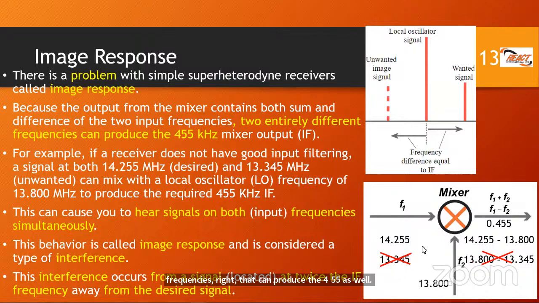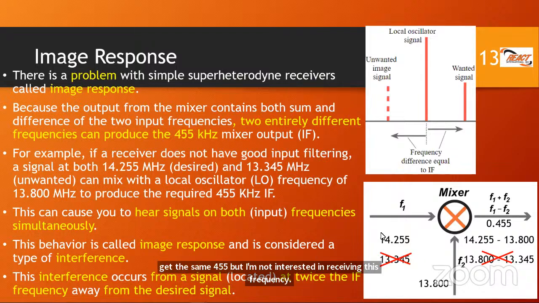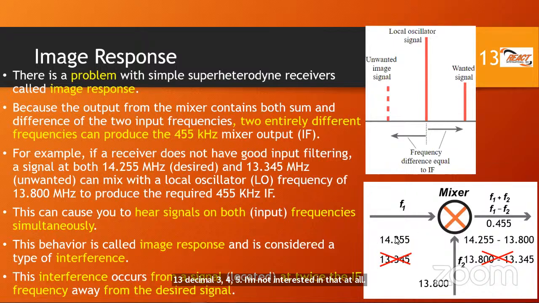Because if you think about it, all we need is a 455 output, but there are two frequencies that can give it. I'm interested in listening to 14.255, for example. If I mix that with 13.800 from our local oscillator, I will get 455 out. But if you check the frequency 13.345 and mix it with 13.8, I will also get the same 455. But I'm not interested in receiving 13.345 at all. What I'm interested in is listening to 14.255.